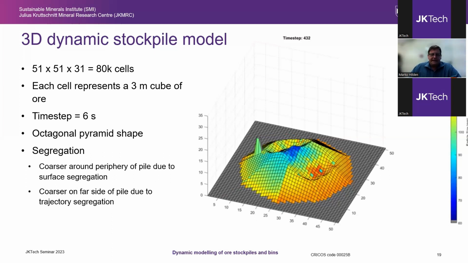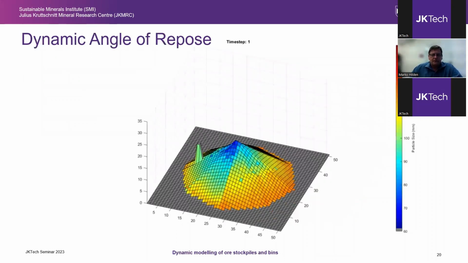Notice also how this sifting segregation causes the periphery of the pile to become coarser, and the trajectory segregation mechanism causes the right-hand side of the pile to become coarser. To give you an idea of the simulation speed, this simulation over a period of almost 2 months using a 6-second time step takes about 20 minutes. Rather than a fixed angle of repose, we could also make the angle of repose a function of particle size, for example, as in this simulation.